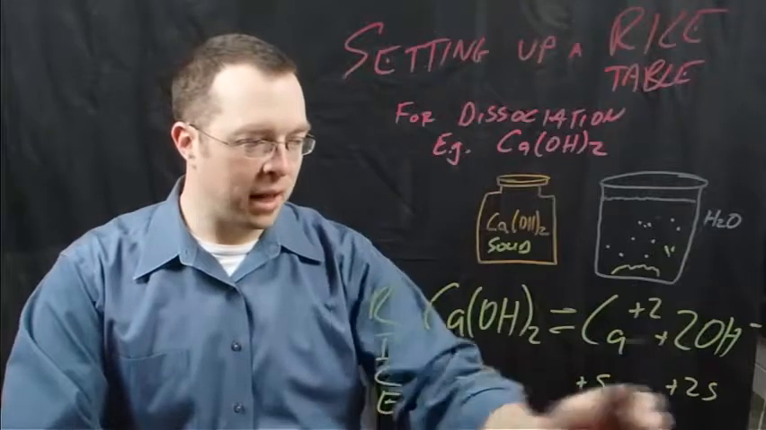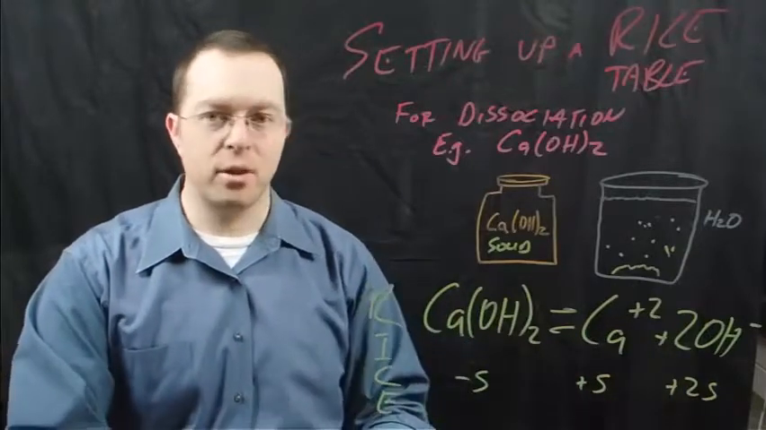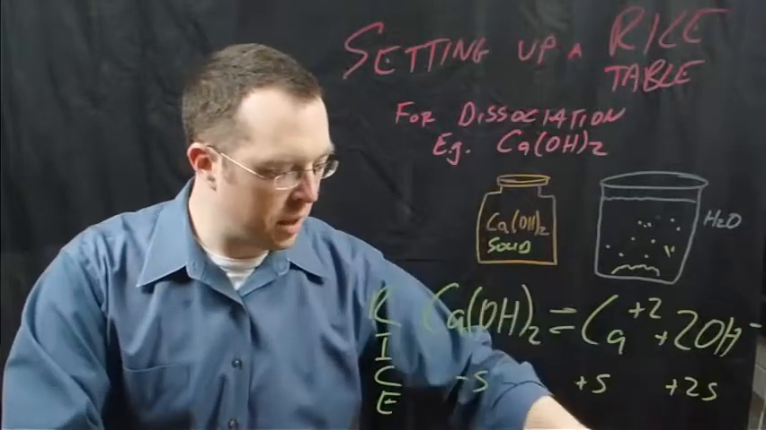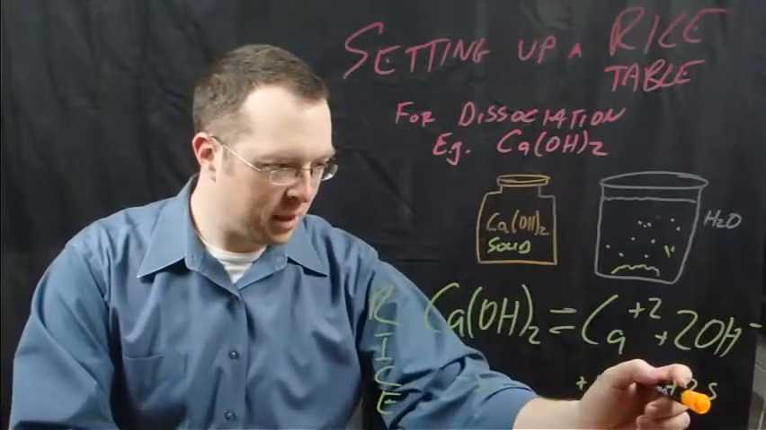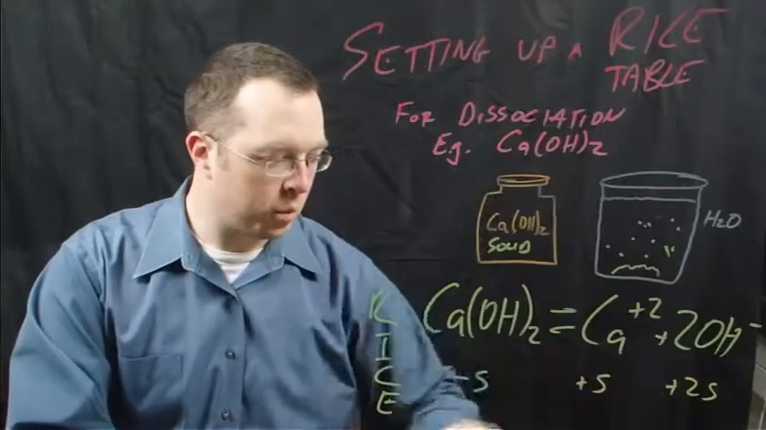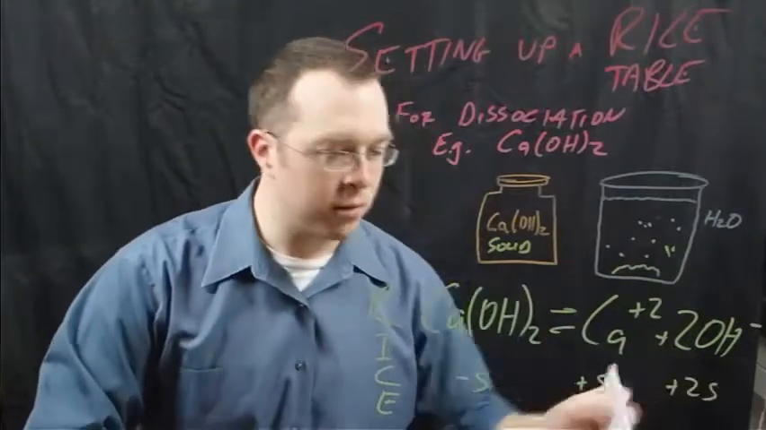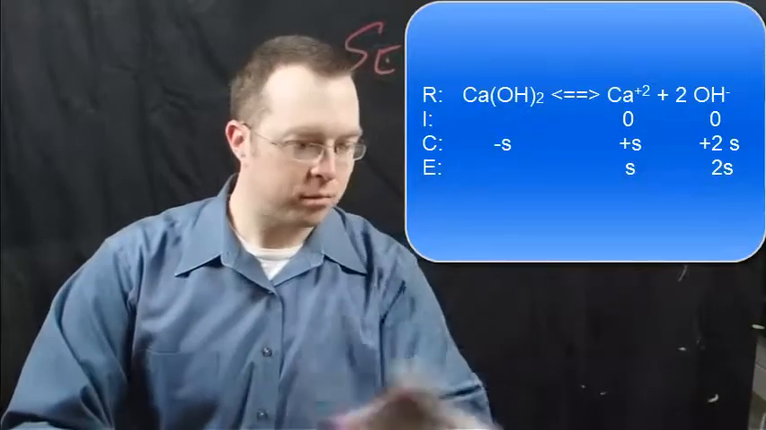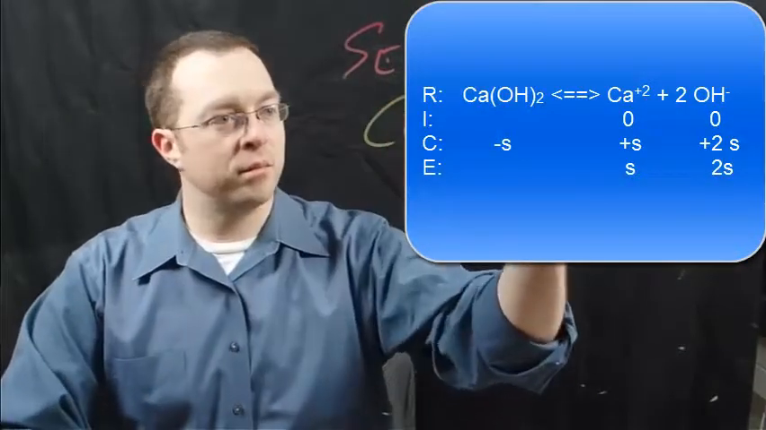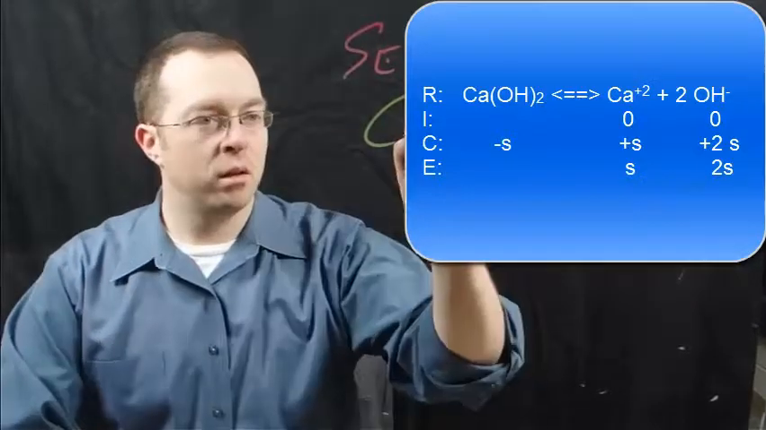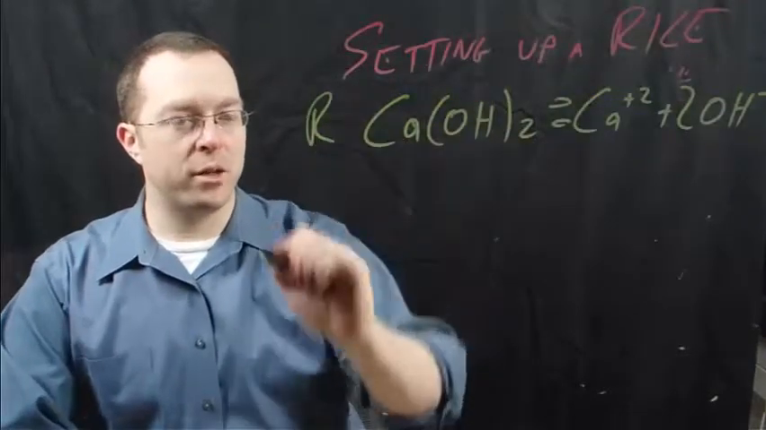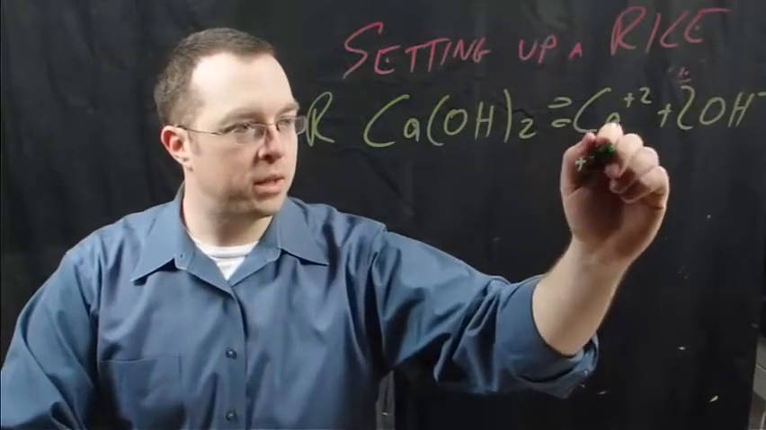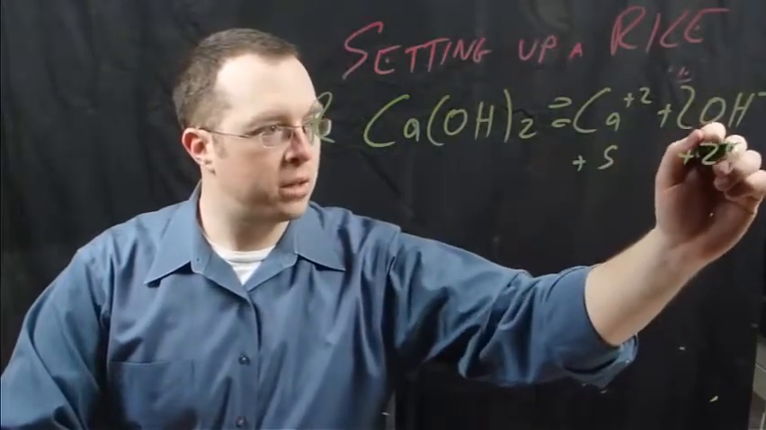Once you've got the table set up, now we have to use the K expression. To use the K expression, we're going to take these values, and we're going to plug them in. We need the K expression first. Okay, so there's our reaction. We already did the initial, the change, and everything. We said this is going to be plus S, plus 2S.